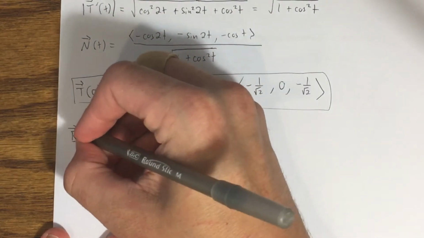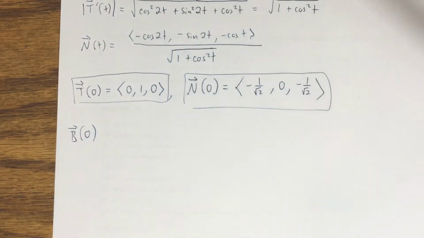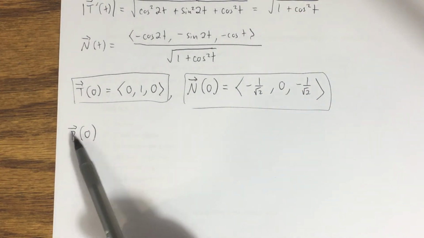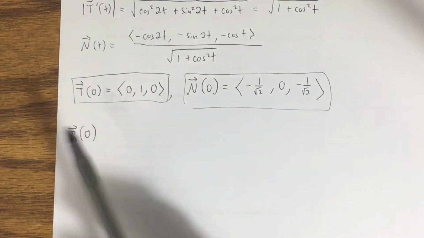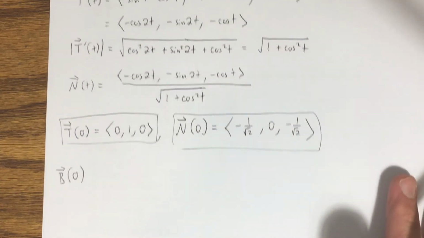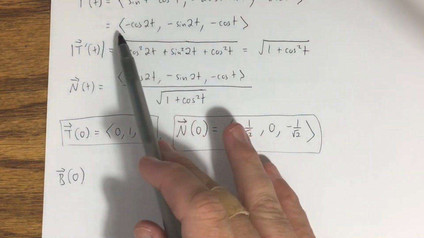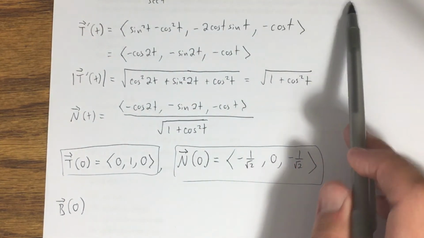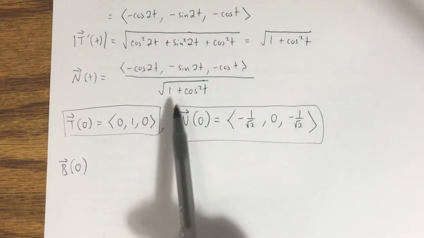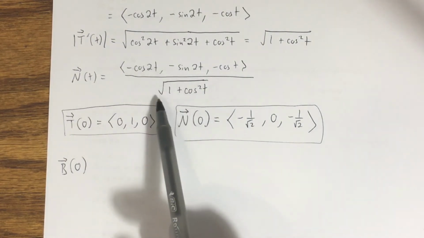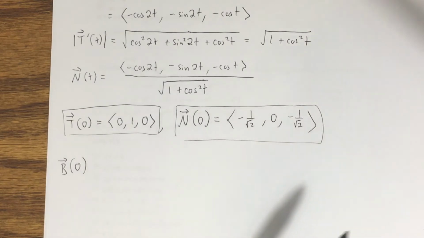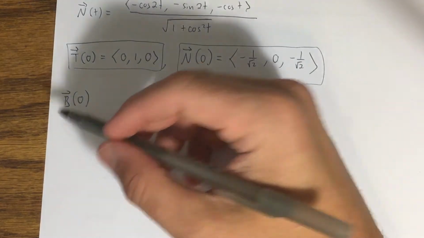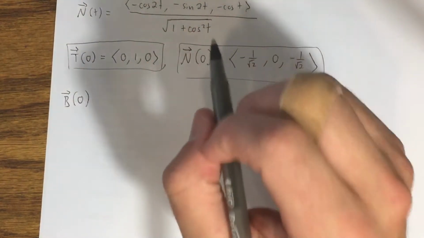Now we need B, and remember, it's B of 0. So this is something that you can do that's going to save you some time. It's tempting at this point to find B of t instead of B of 0, because we found T of t and N of t. The problem with that, though, is that those functions are relatively complicated, and if we took the cross product of these two functions as they are, it'd be a gigantic mess, algebraically speaking. There's no point, because it's not the binormal function that we're looking for, it's just the binormal vector for this one point.